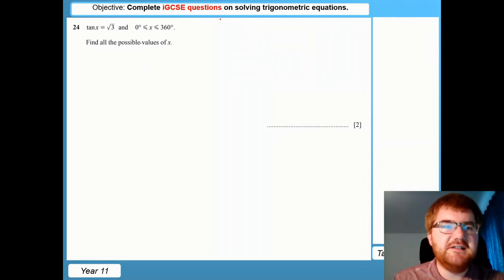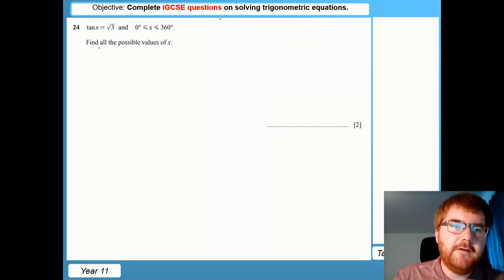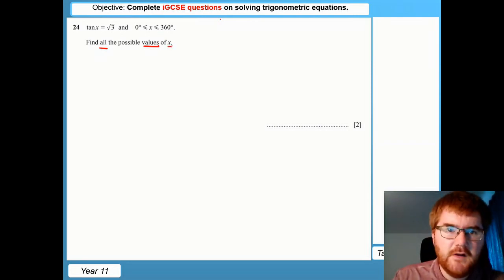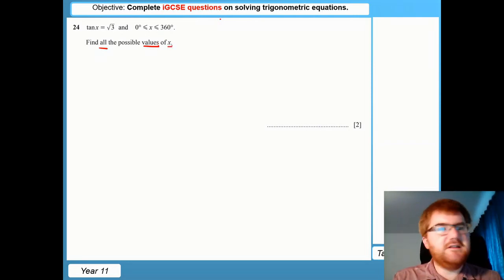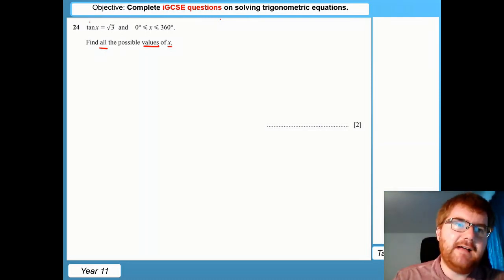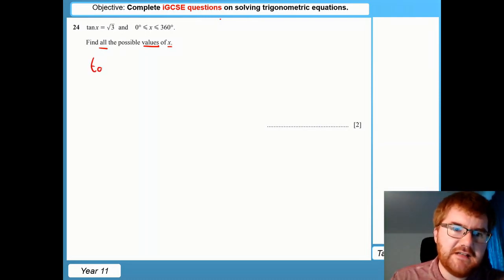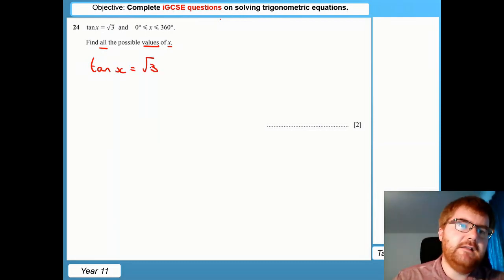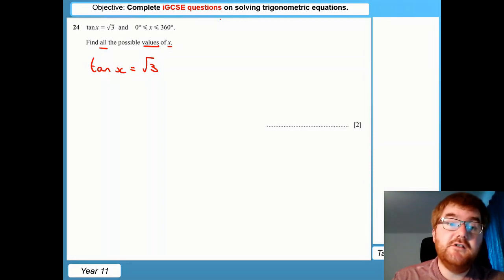So tan x is equal to root 3, and then find all the possible values. Again, this gives an indication there's more than one value of x. Now this can be done actually slightly differently. This is what's called an exact value. So if I have tan x is equal to root 3, then one thing that's quite useful to do here is know your exact values off by heart, so to speak.